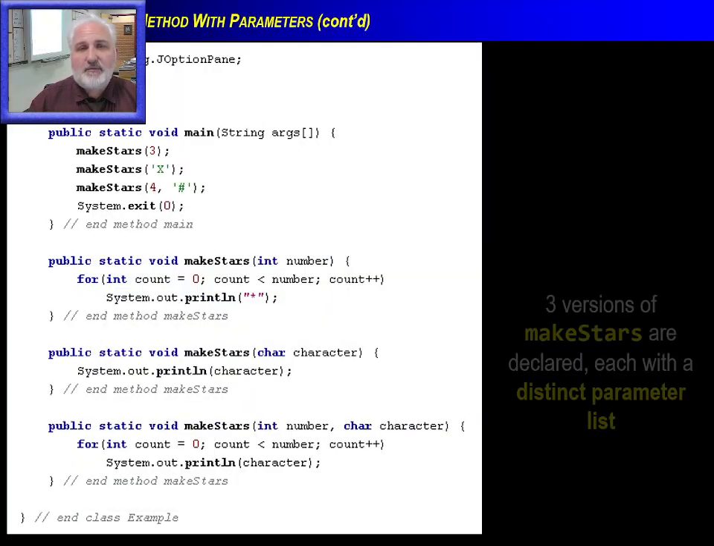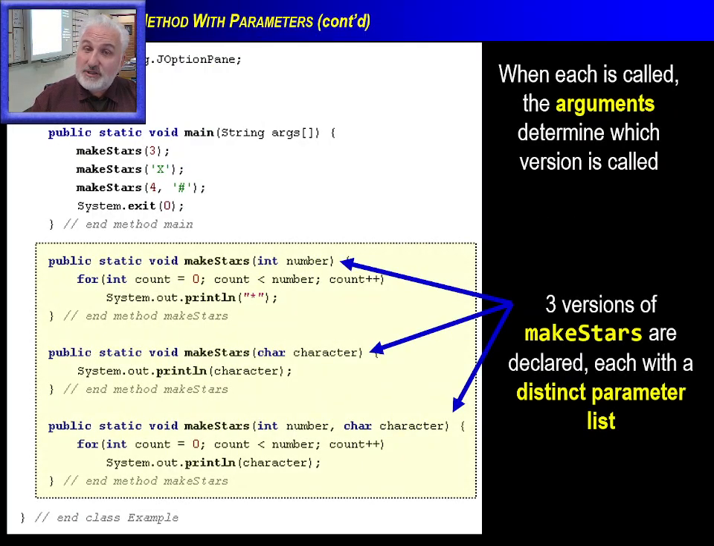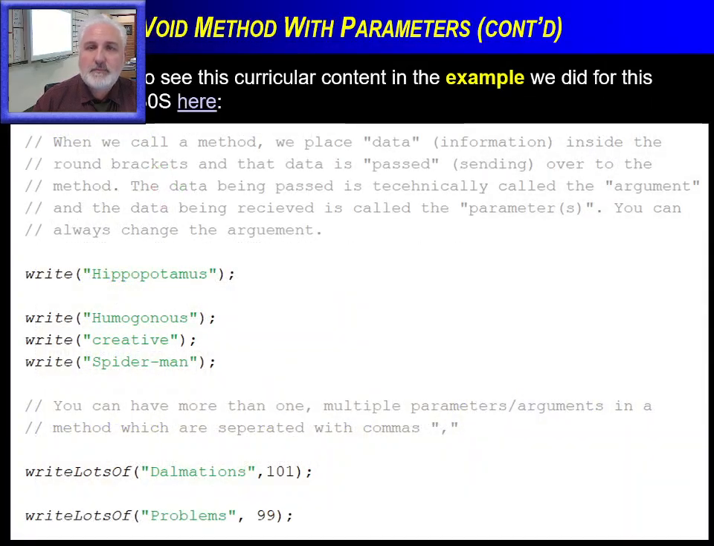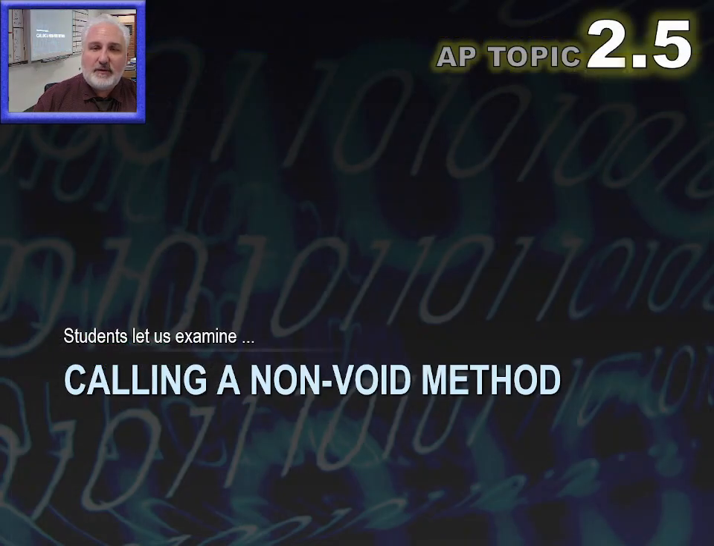Here you can see one of the first examples of that: three versions of the method makestars. One has an integer, one has a character, and one has an integer and a character. Those are three very different parameter lists. When they're called, the argument order will determine which version of makestars is called because of the parameter list. That's called overloading. We did this in our 30S example. You can find different versions of that if you look back.